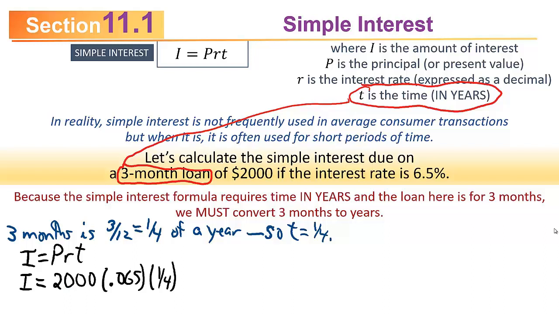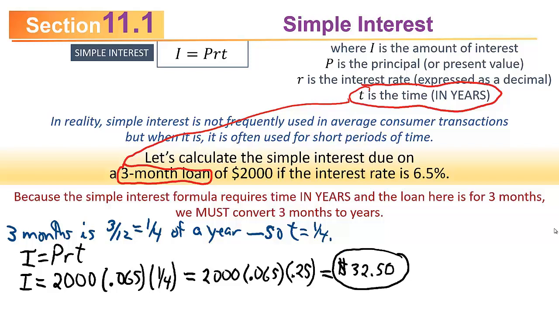$2,000 is the principal, 6.5%, which is 0.065, is the interest rate, and the time is 1/4 of a year. 3 months is 1/4 of a year. 1/4 is 0.25, and if you multiply those 3 numbers together, you get $32.50. So the interest due on a 3-month loan of $2,000 at 6.5% simple interest is $32.50.